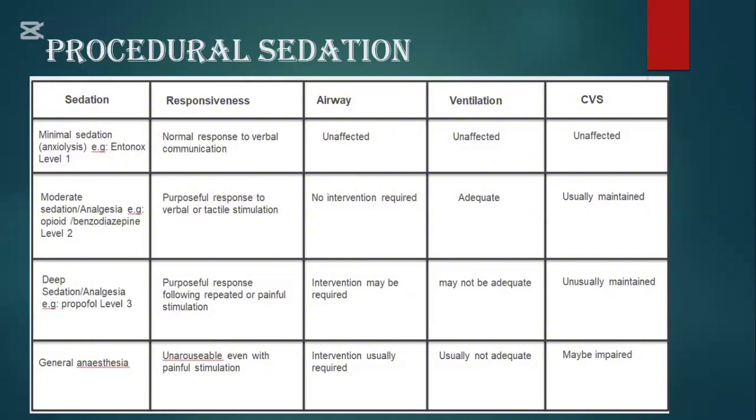Then comes moderate sedation. In moderate sedation, we can give opioids and benzodiazepines. It is level 2 of the sedation. Here the response is purposeful. The patient is relaxed, the patient is dizzy, he may go to sleep, but when you talk to them or you touch them, they respond to you. Airway is usually maintained in moderate sedation, and in ventilation, the patient is breathing spontaneously on his own. So we mostly don't need to give additional oxygen or maintain the ventilation. CVS is also usually maintained, with no changes in hemodynamics.